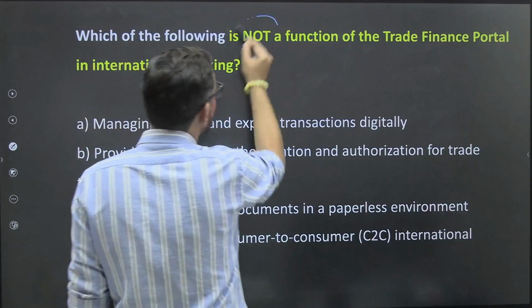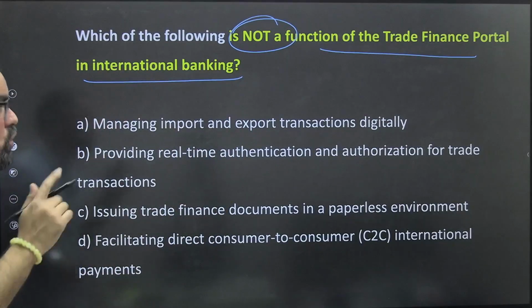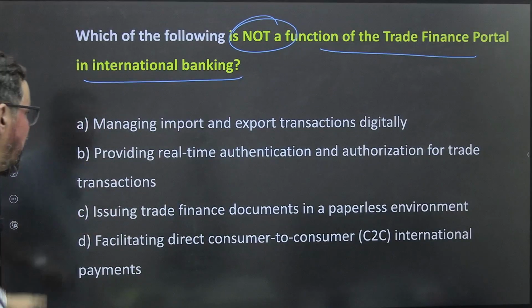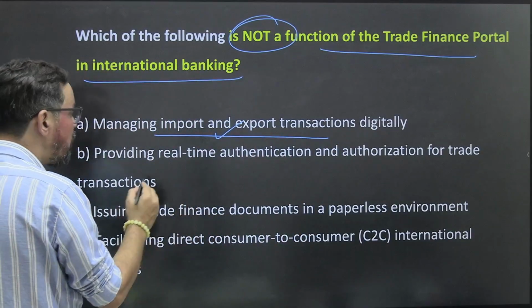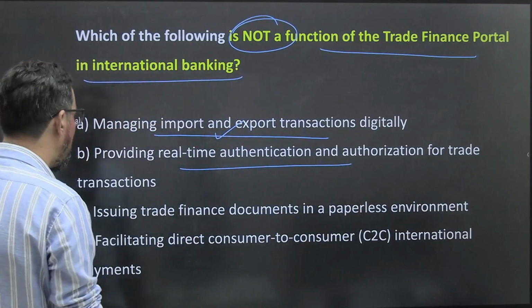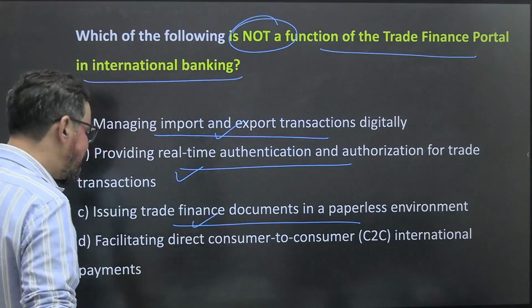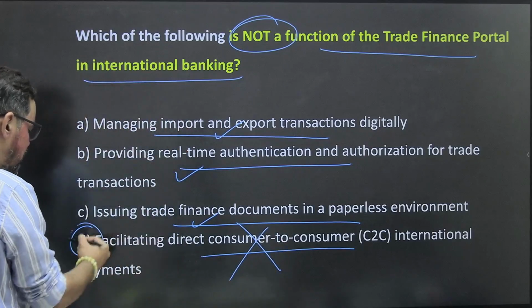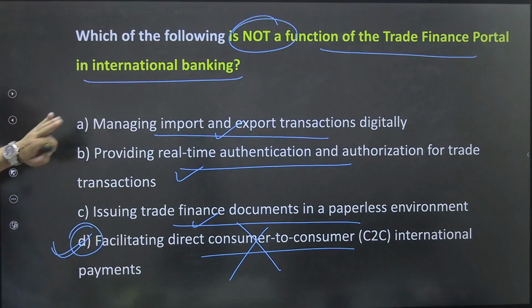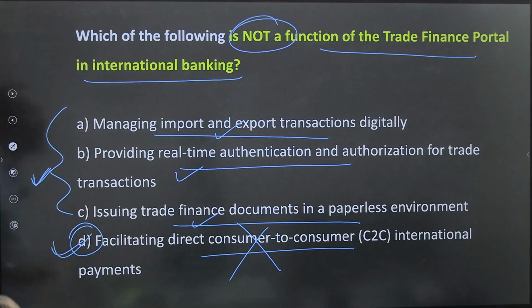Which of the following is not a function of a trade finance portal in international banking? Managing import and export transactions digitally. This is correct. Providing real-time authentication and authorization for trade transactions. Issuing trade finance documents in a paperless environment. Facilitating direct customer-to-customer international payments. No. So what will be your correct answer? D is not related to a trade finance portal in international banking. The rest are the three core advantages or core uses of a trade finance portal in international banking.